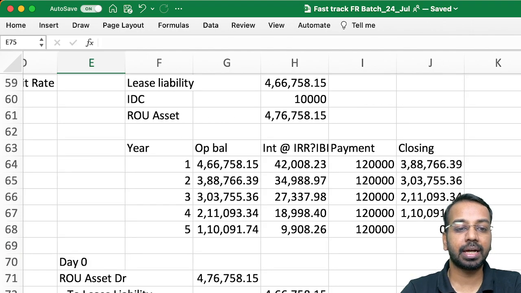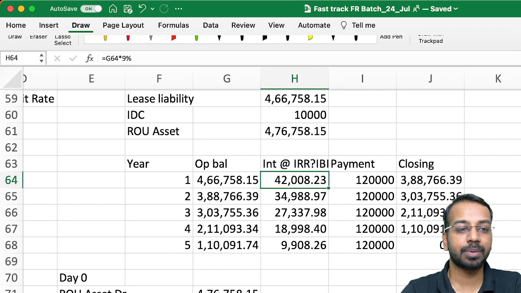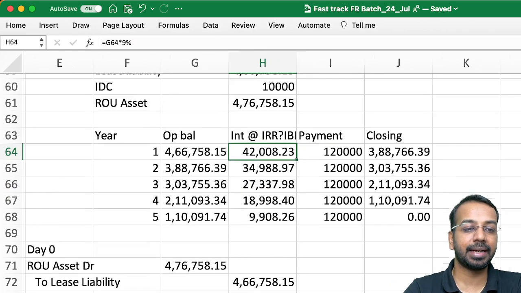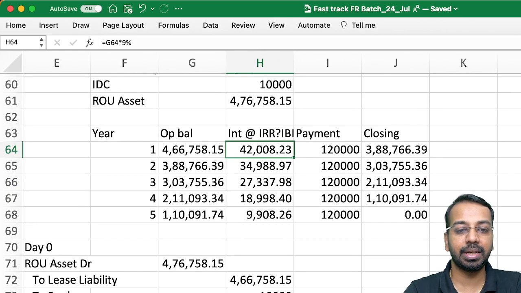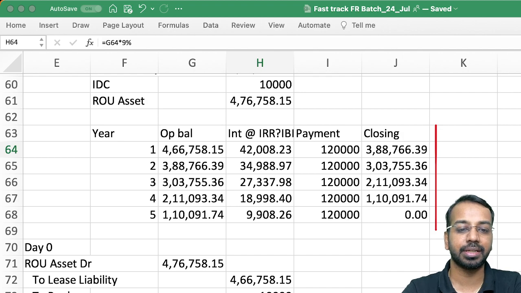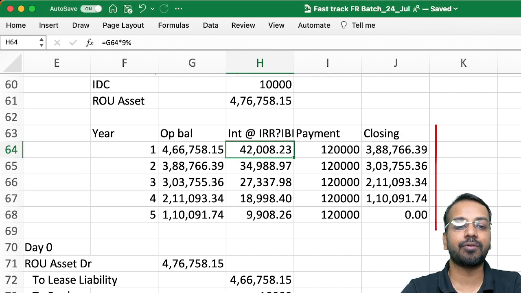First entry is to recognize the interest expense. Now, interest expense, if you see, we have calculated here for every year. So whenever you have a lease related question, this table is very, very important. If you prepare this table, after that, it is not at all difficult to pass the journal entry. Now, as per this, our expense is 42,008, right?